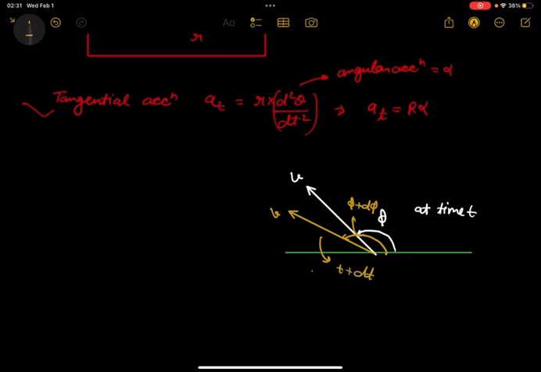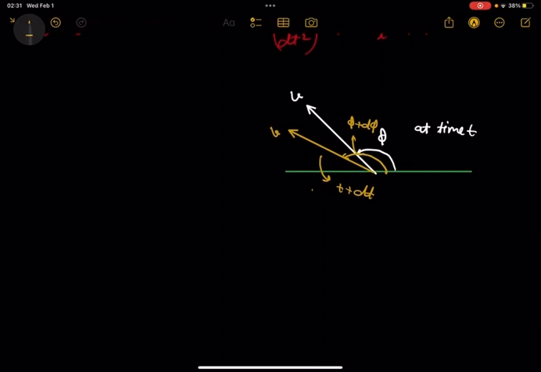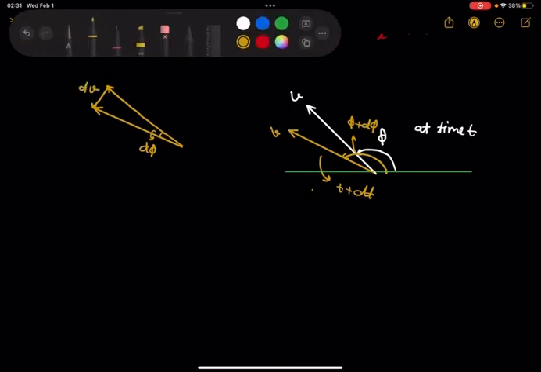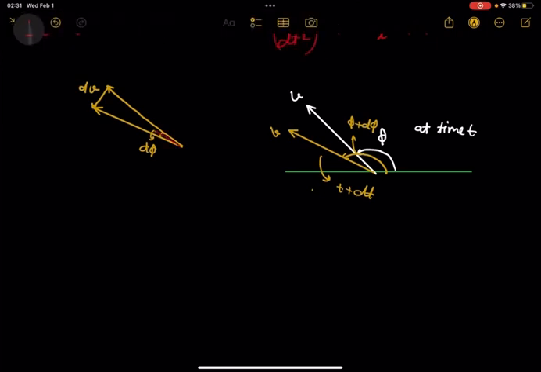Okay, for better clarification, see here, this is v, this is also v, this angle is d phi, and you draw the perpendicular. This is nothing but the change in velocity dv. So if you bisect this angle here, you can say that this is d phi by 2. Now you can see this distance is nothing but dv by 2 if you bisect.